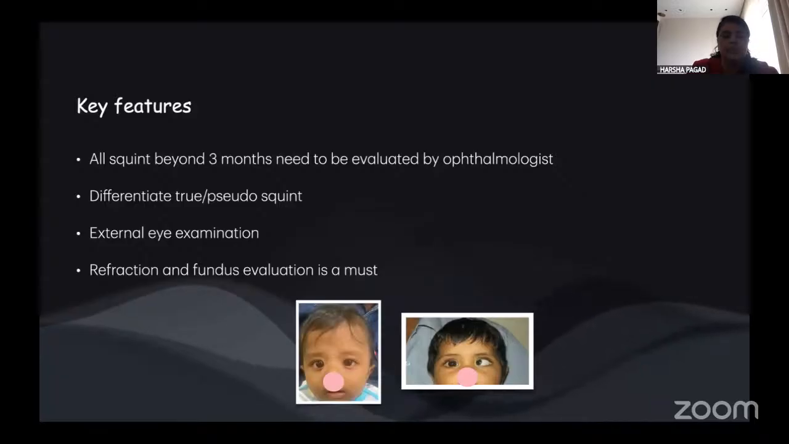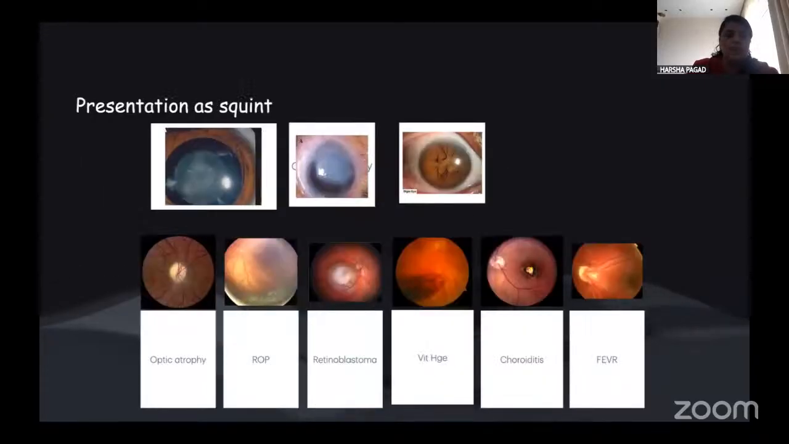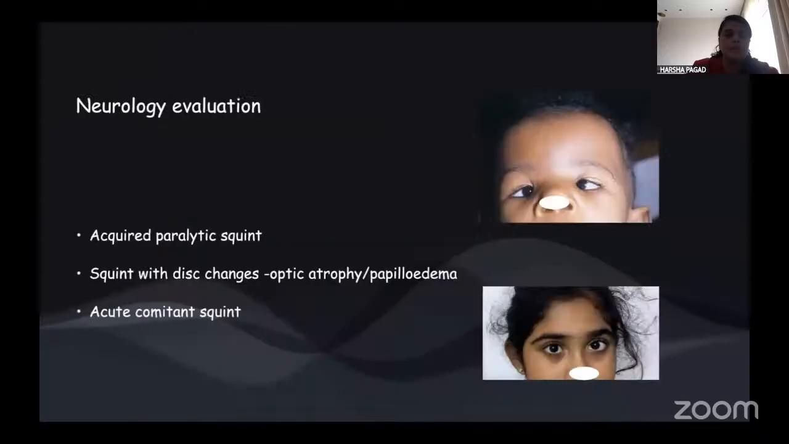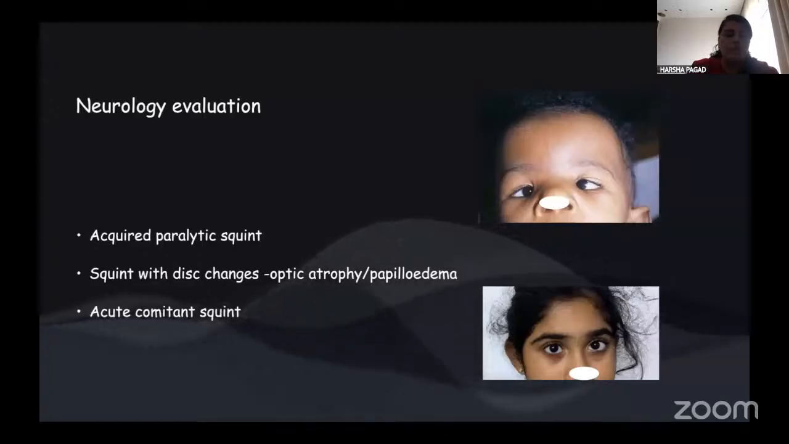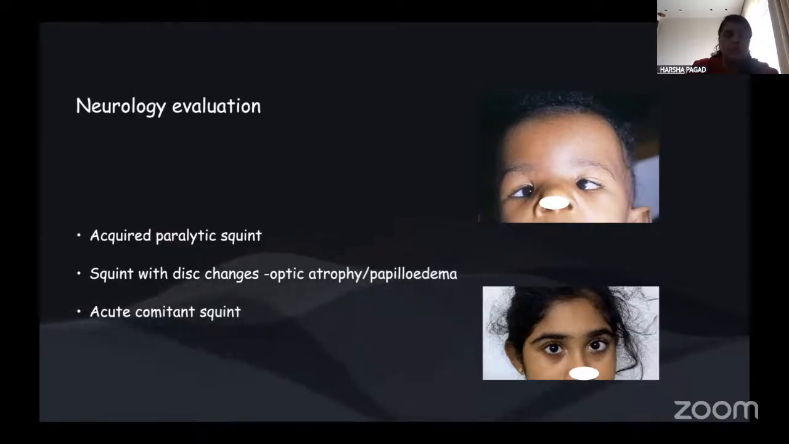But yes, if there is a true squint, what do we do? We correct the refractive error. And some other causes like this can also present as squint. So we do a refraction and a dilated fundus examination. So yes, there is a role of neurologists. Whenever we have children who come with acute squinting or nerve palsies, we refer them to a neurologist. And squint with papilledema is also something which warrants neurological evaluation.